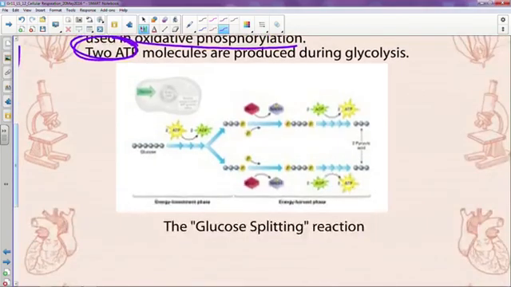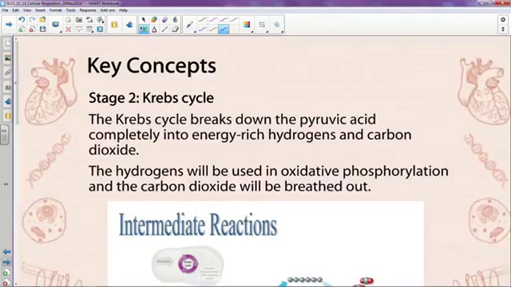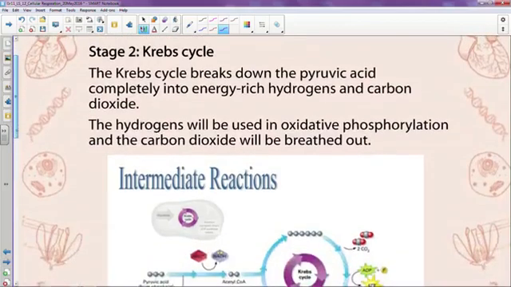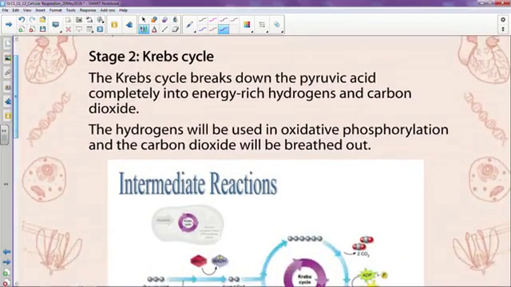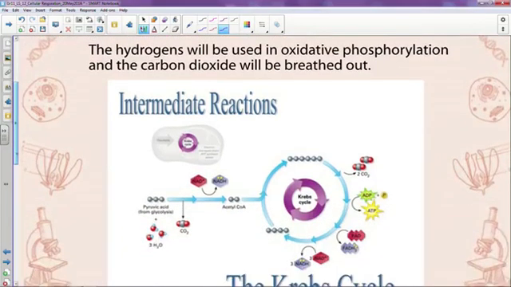We're going to get into the next step, which is called the Krebs cycle. And the Krebs cycle is also known as the citric acid cycle. And here we see the Krebs cycle breaking down pyruvic acid completely into energy-rich hydrogen and carbon dioxide. So what we see here is a cyclic breakdown of pyruvic acid. As it enters, it's broken up into acetyl-CoA.